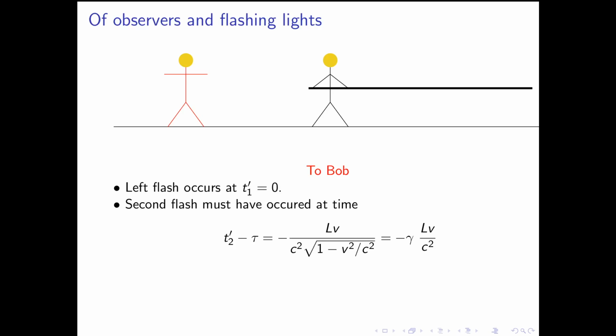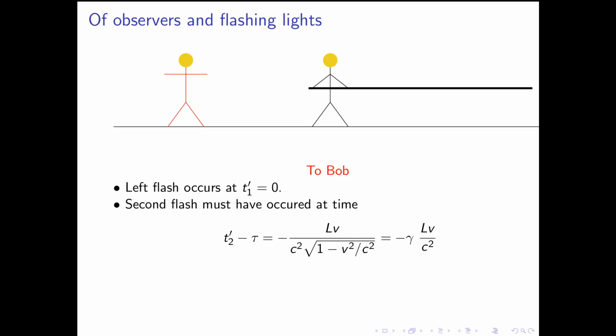So you have to take away tau from t2 prime to get the time at which the pulse started out. And it's a simple calculation which leads to the final answer, minus LV by c square times the square root of 1 minus v square by c square. Or, written in terms of the factor gamma, it's minus gamma LV by c square.